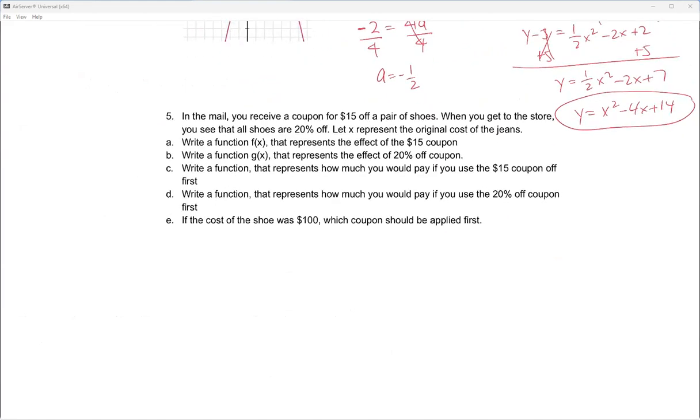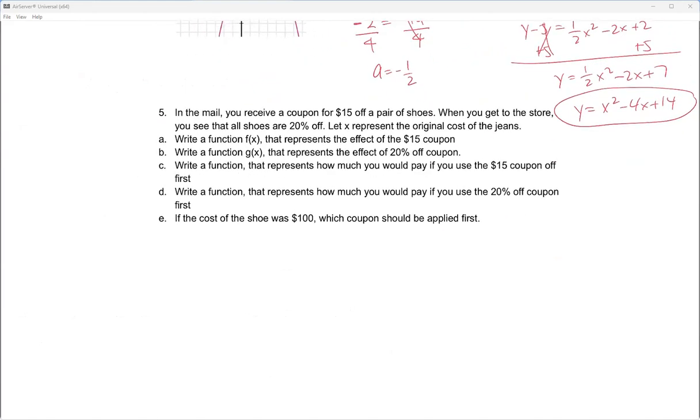All right, and then number 5. Number 5 is $15 off the pair of shoes. So I believe the f of x is equal to x minus 15, right? x is the original price, right? And then the g of x is the 0.8x, right? It's the 20% off, so you're only going to pay 80% of the price. Are we good?